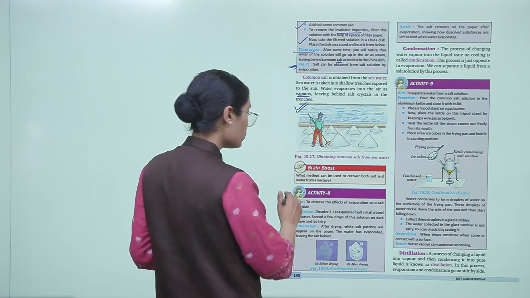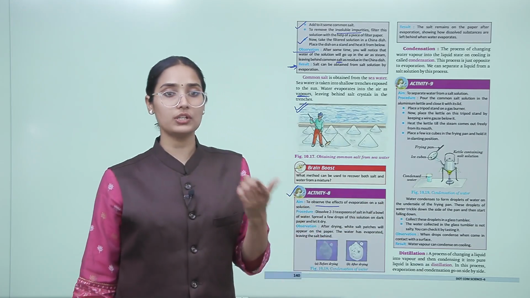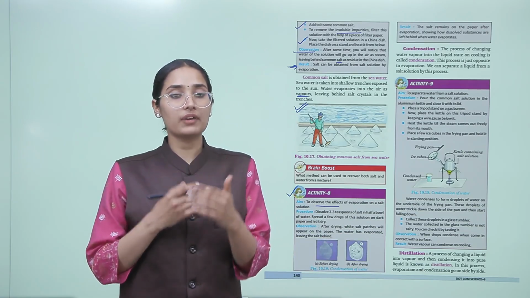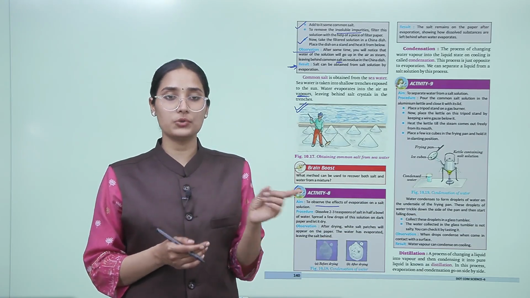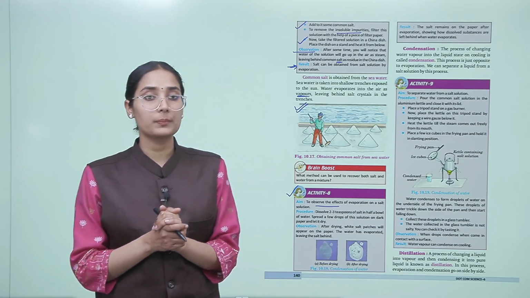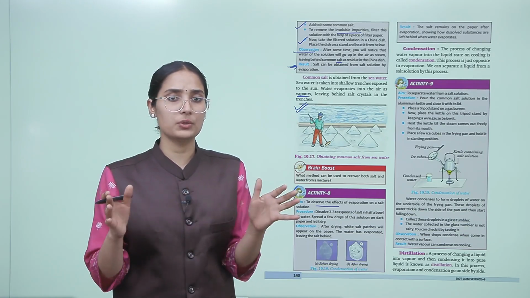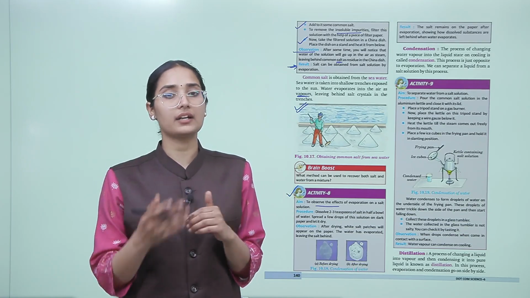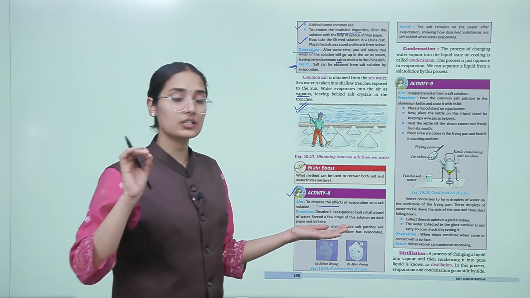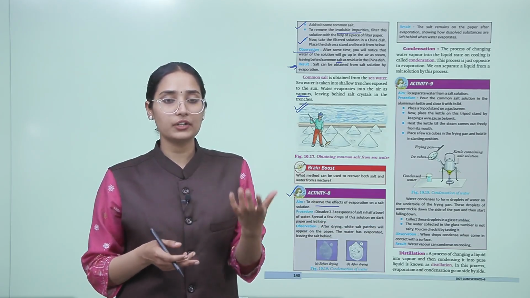Now students, let's do one more activity to observe the effect of evaporation on salt solution. Let's see how the evaporation affects the salt solution. Now dissolve 2 to 3 tablespoons of salt in half a bowl of water. Now spread a few drops of solution on dark paper and let it dry.